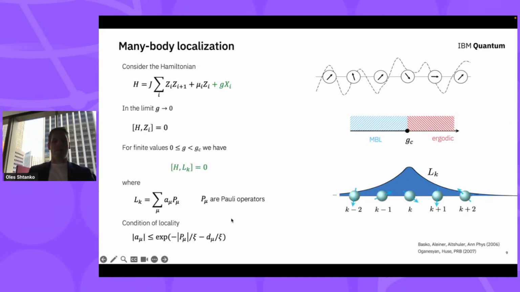And our goal will be to recreate this many-body localized system and try to explore what these local integrals of motion are in the system. I will pause at this moment again and wonder, Zlatko, do we have any more questions?